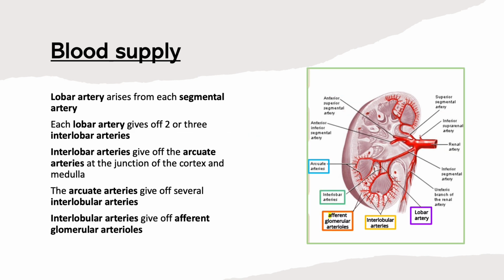In addition, lobar artery arises from each segmental artery. Each lobar artery gives off 2 or 3 interlobar arteries. Interlobar arteries give off the arcuate arteries at the junction of the cortex and medulla. The arcuate arteries give off several interlobular arteries. Interlobular arteries give off afferent glomerular arterioles.